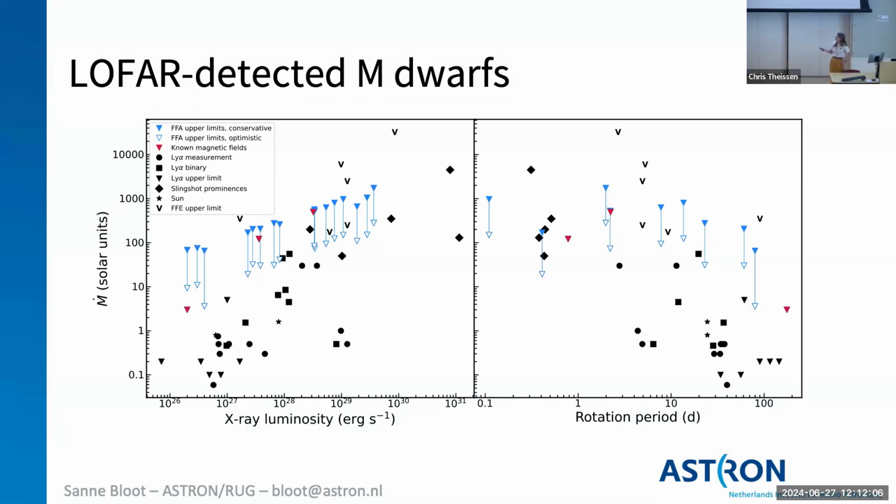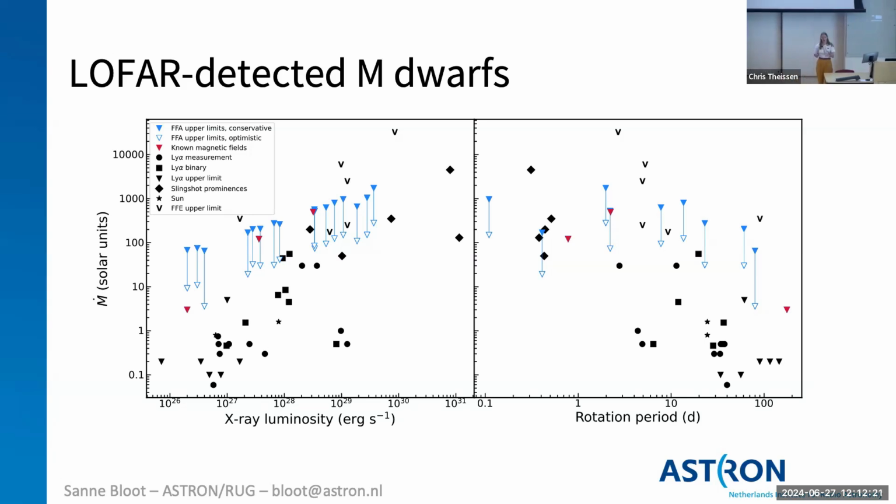Now, one thing that you can see in this is that we have a trend with X-ray luminosity. That trend is caused by the fact that we determine our temperatures from the X-ray luminosity. So that is unfortunately instrumental. But with more data points, we can start seeing if this trend is actually something that is real.